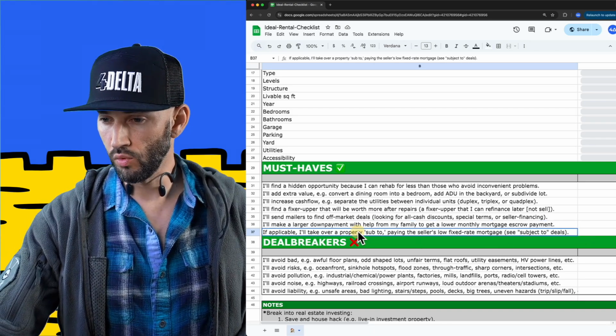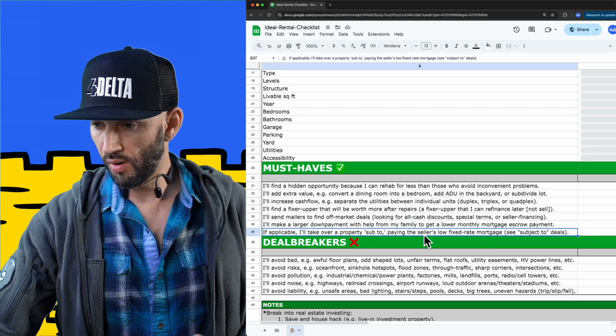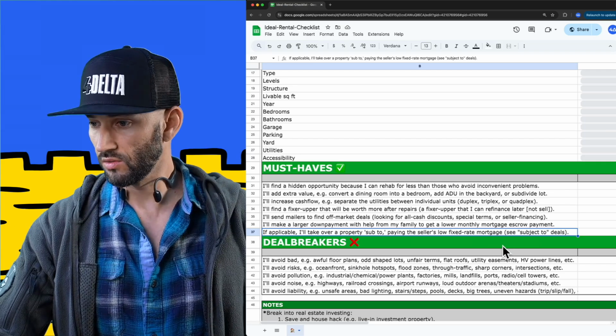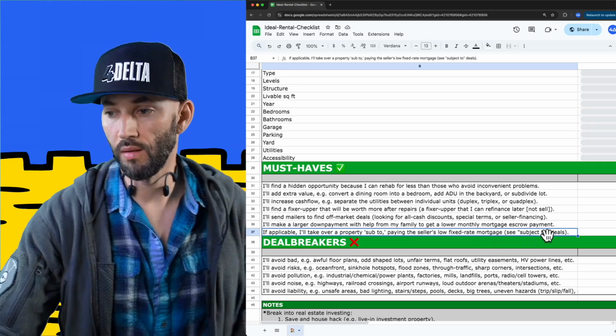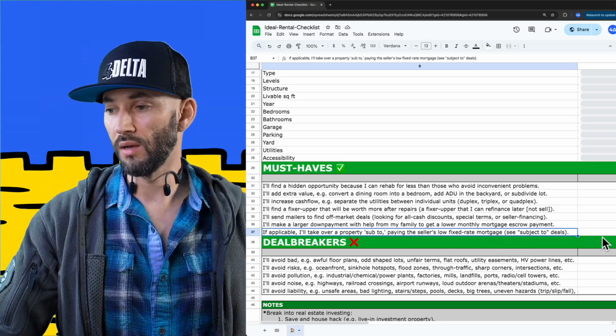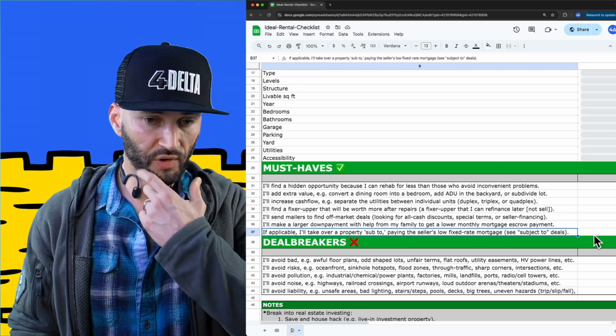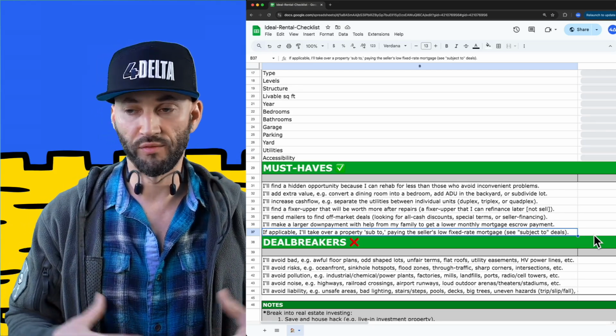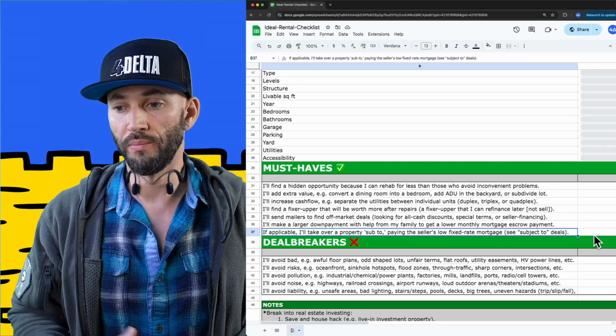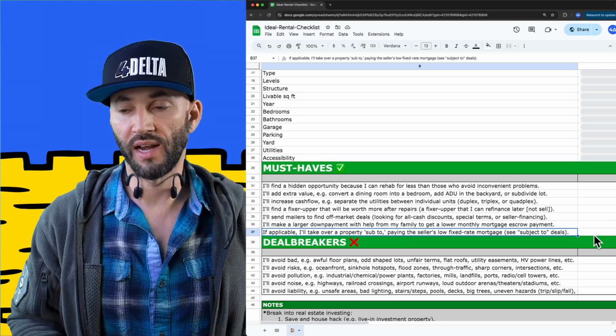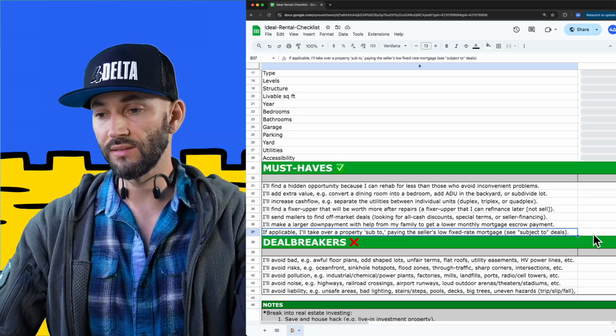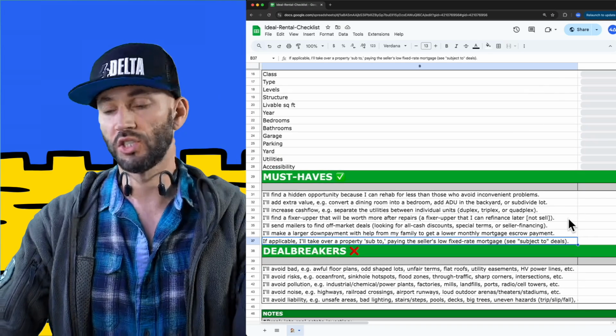If applicable, I'll take over a property subject-to and pay the sellers' lower fixed rate mortgage. Just look up subject-to deals if you're interested in that. I know with inflation and high rates, it's hard, so you might want to get into some of that creative financing. So if that's one of the must-haves, say, hey, I'm not buying anything in market, bam, you just check that.